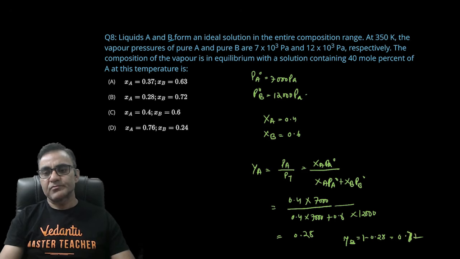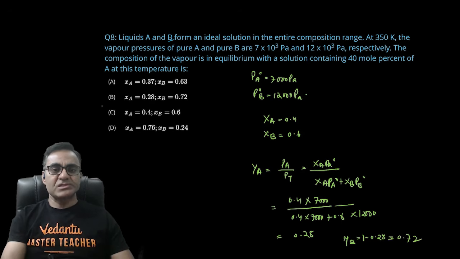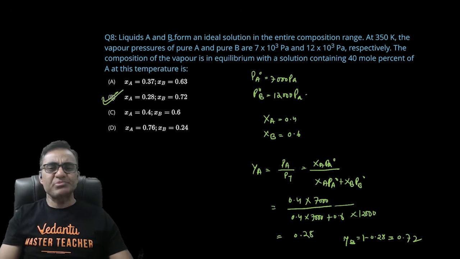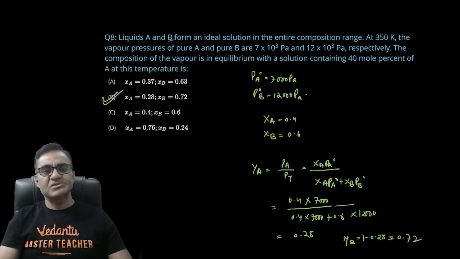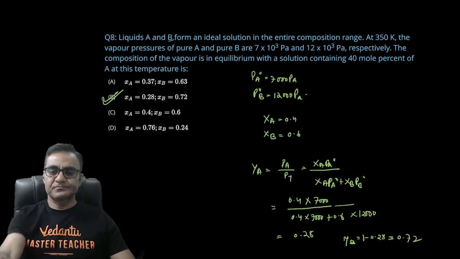दैट इज 0.72। चेक कौन सा आंसर आ रहा है, 0.72। Alright, so your answer B is going to be correct. Usually जो रिप्रेजेंटेशन होता है YA YB को वेपर फेज मोल फ्रैक्शन लिखते हैं एंड XA XB को लिक्विड फेज मोल फ्रैक्शन लिखते हैं। Alright, so your answer B is the correct option.